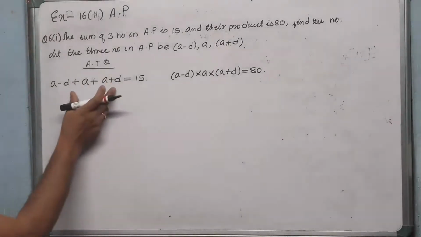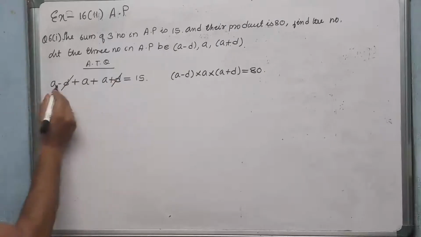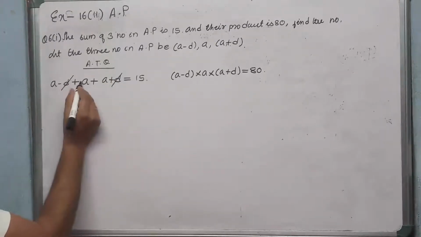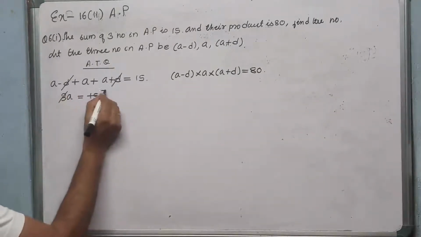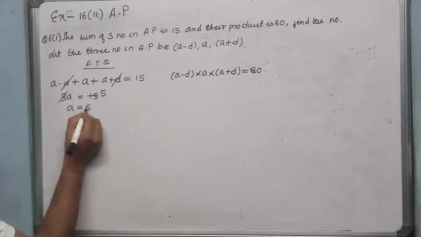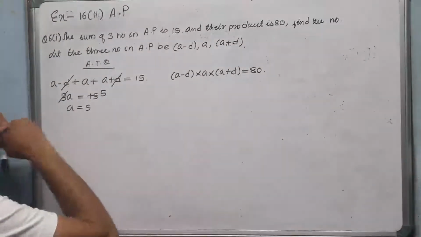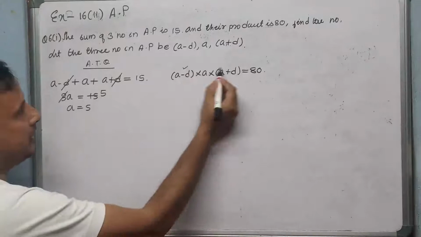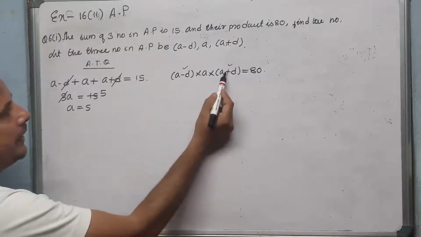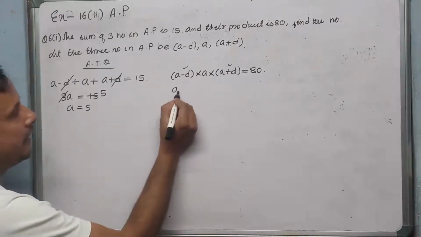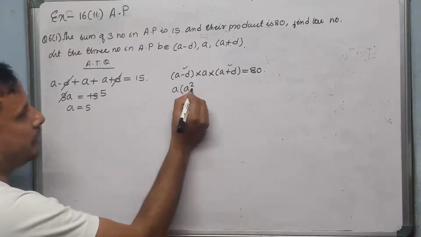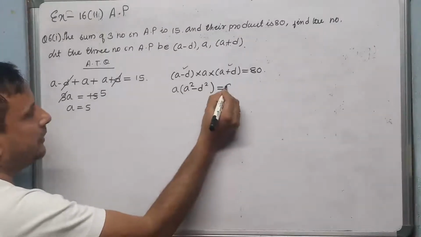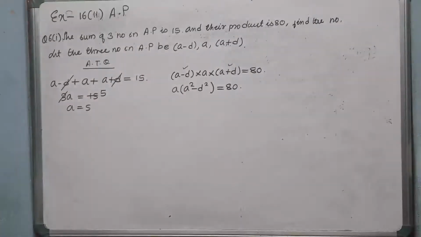Easily we can calculate the value of a from this. Of these two quantities, one is negative and another is positive, so they cancel. a plus a plus a is 3a equals 15, so a equals 5. Now I'll simplify the product. a plus d into a minus d, in terms of the formula, is a square minus d square equals 80. These are in algebraic form.